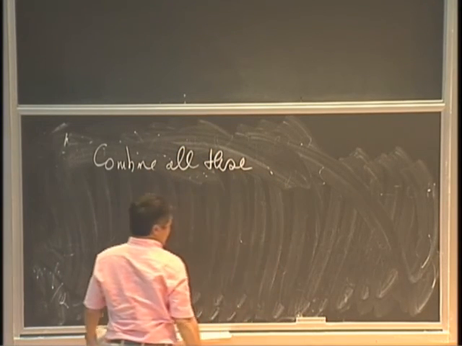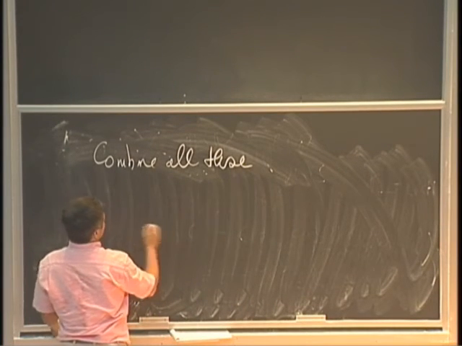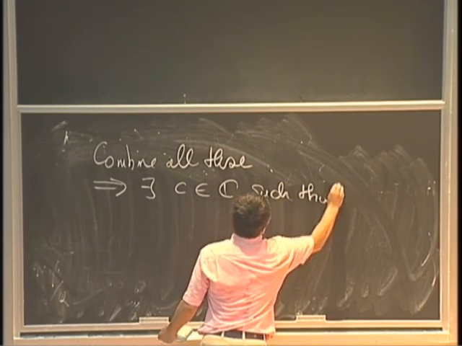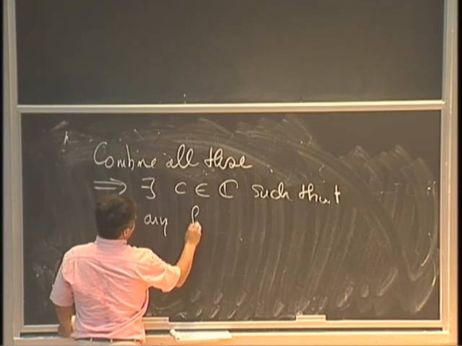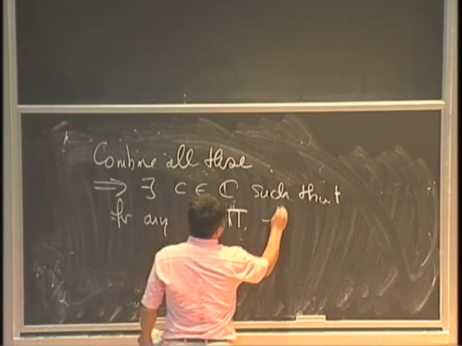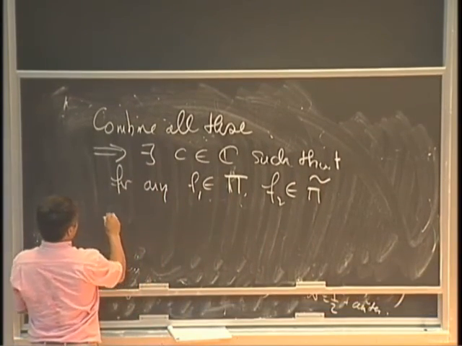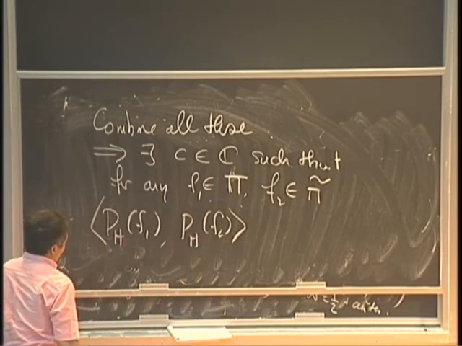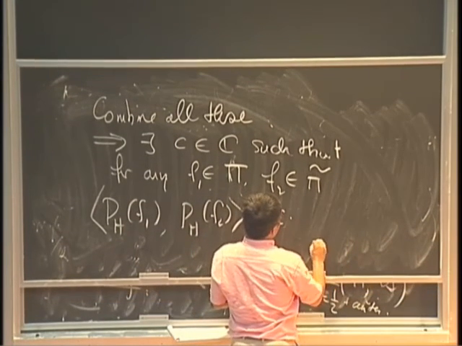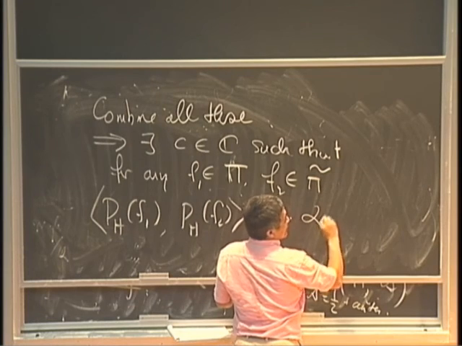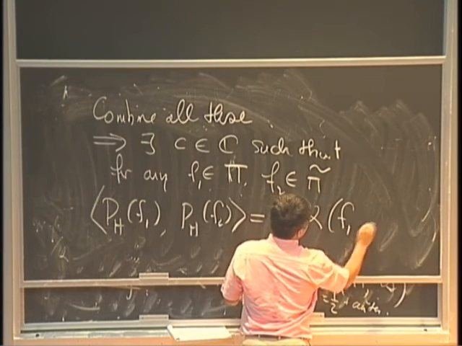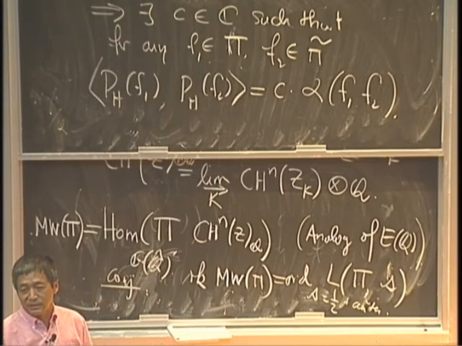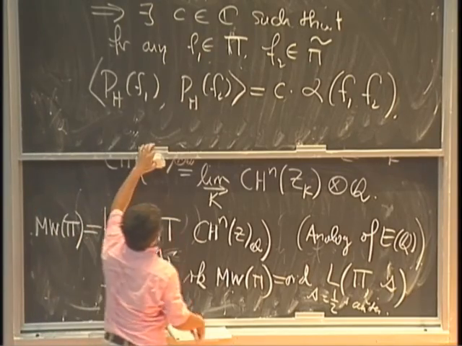the ingredients will give the formula. So that implies there exists a constant c such that for any f1 inside of pi, f2 inside of pi contragredient, the pH of f1, pH of f2 will be equal to a constant c times this matrix coefficient integration defined by Akshay and Yanis. Right, so before you prove anything, all this conjecture already implies there is such a constant. This is Beilinson-Bloch pairing.